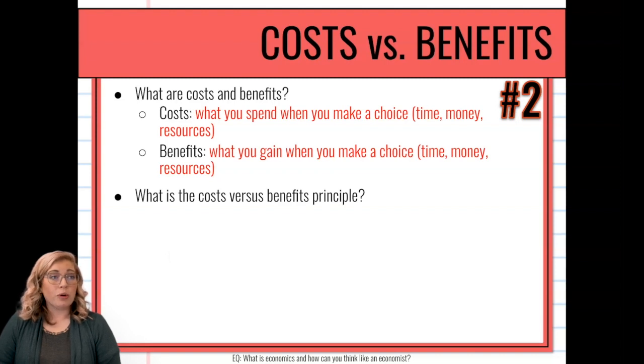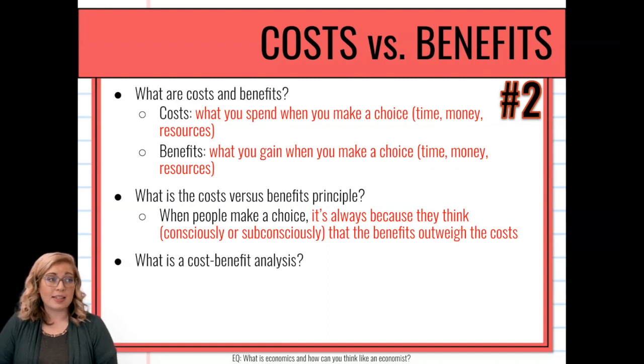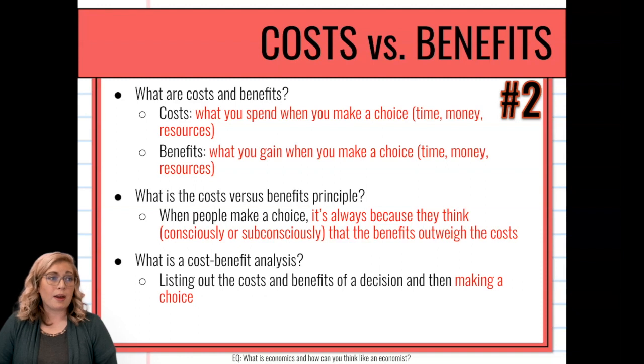When people make a choice, it's pretty much always because they think, whether it's a conscious effort or maybe subconscious, that the benefit is going to outweigh the cost. You're making the best decision to get the best out of it. You want the benefit, you don't want the cost. You want to give up as little as possible and get more out of it. So in a cost benefit analysis, you list out the costs and benefits of a decision and then you make the choice. Sometimes people call this a pro and con list.